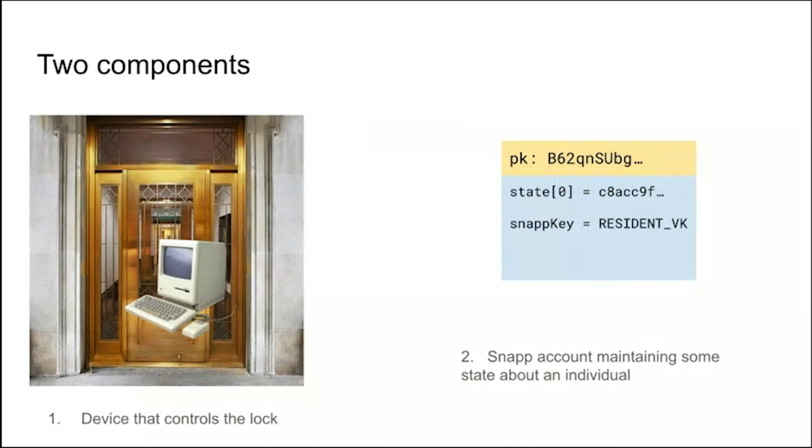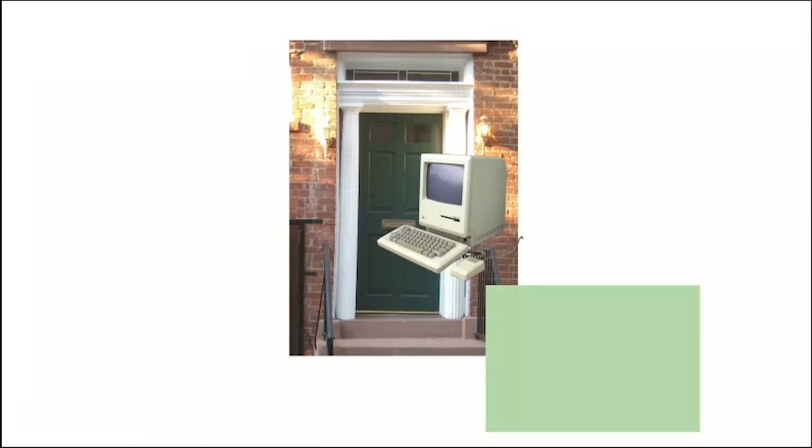Okay, and there will be a key, a verification key in that account, resident VK, which will govern the logic of this little state machine of this account. So let's dig into what's in this device. What's the state that's in this device? This will be state which is local to the device that controls the lock. So it's not on any kind of blockchain.